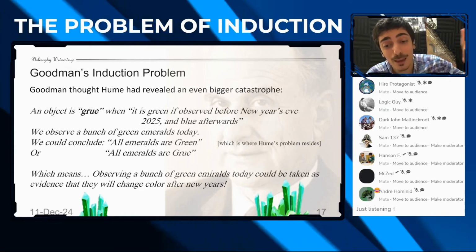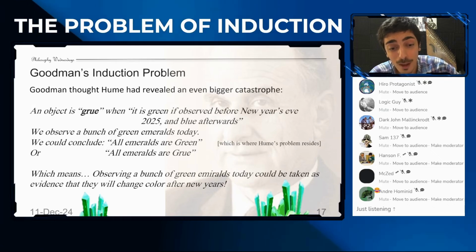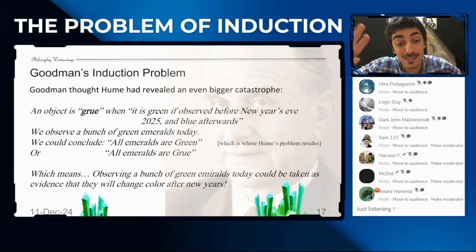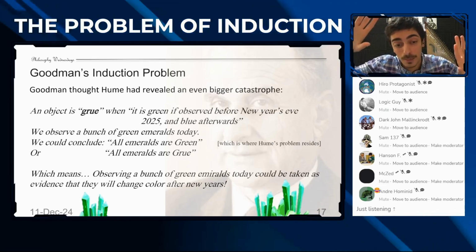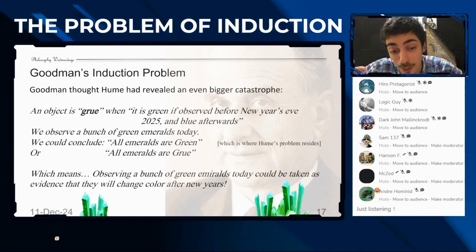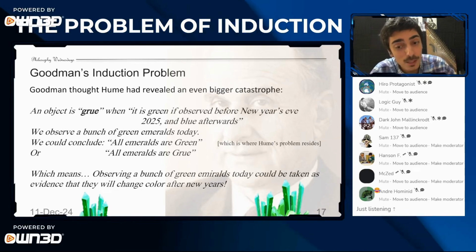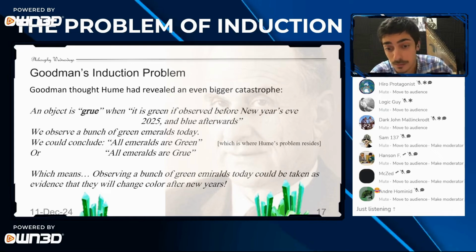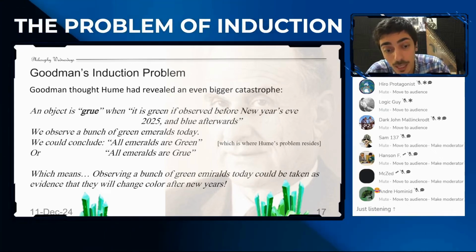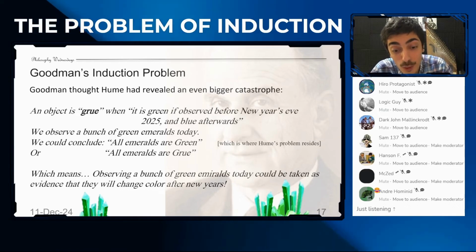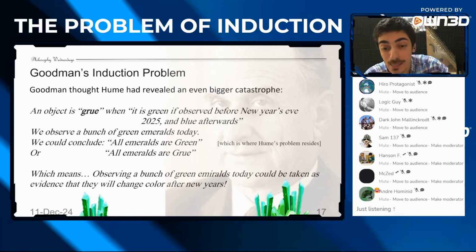So Hume's problem stops here. Hume's problem says observing a few emeralds without seeing all of them and generalizing to saying all emeralds are green, or the next emerald I'm going to see is green, that's a problem. Goodman takes it a step further. He says you can take it into two different senses. You can define this new thing called GRU, which changes in the future. And you can say that observing a bunch of green emeralds today could be taken as evidence that they will change color in the future. But this is a disaster.